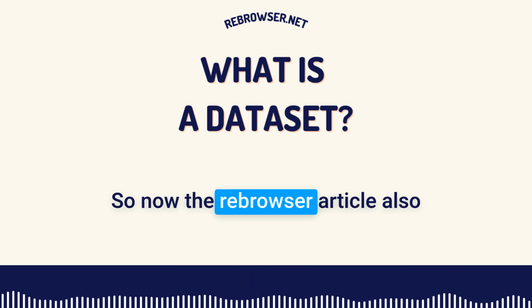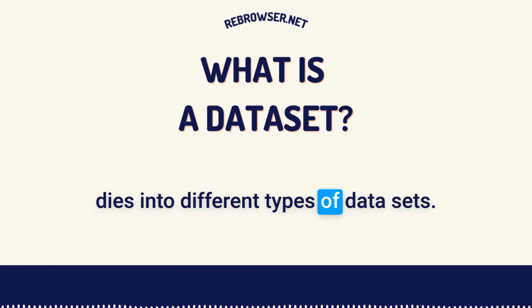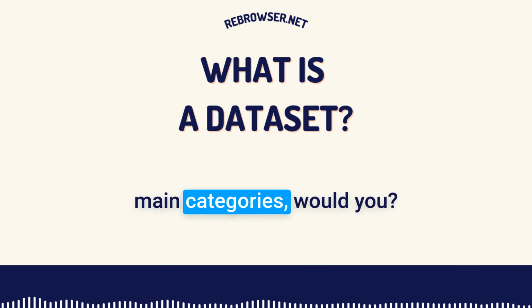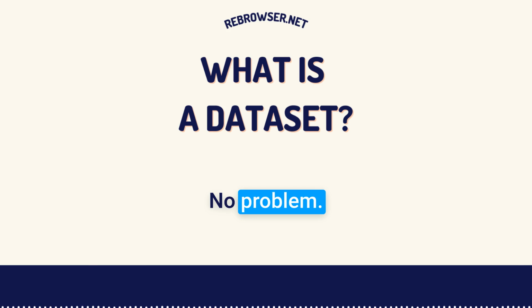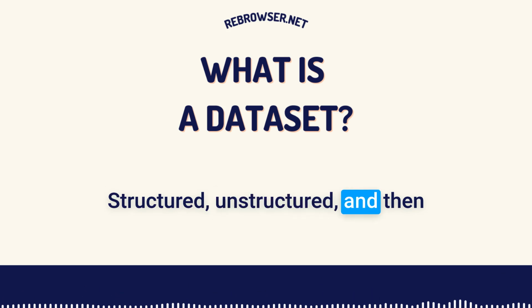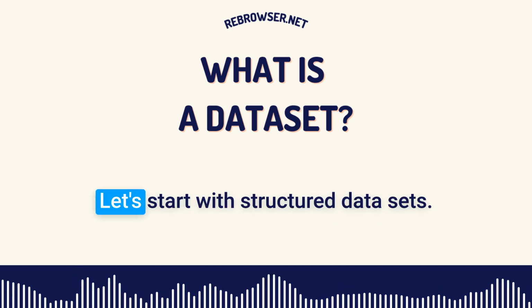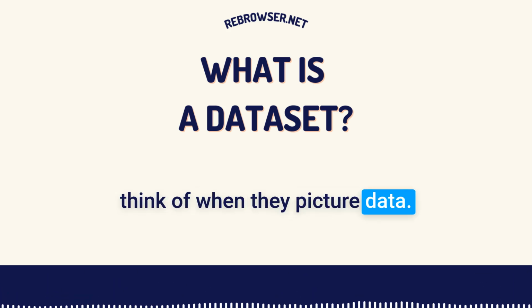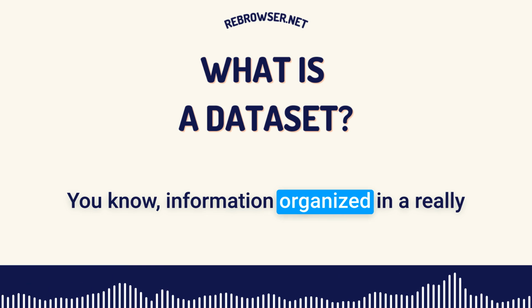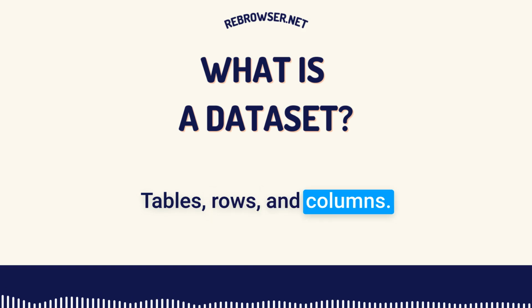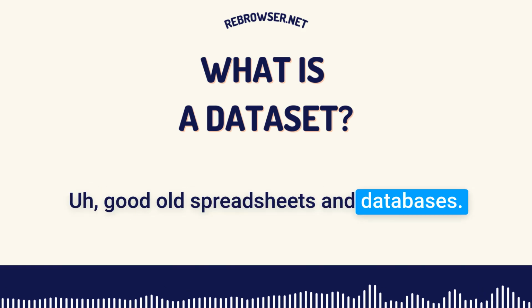Okay, so now the Rebrowser article also dives into different types of data sets. This is where it can get a little confusing. Help us make sense of the main categories, would you? No problem. Our source breaks them down into 3 main types: structured, unstructured, and then kind of a mix, semi-structured. Let's start with structured data sets. It's probably what most people think of when they picture data. Information organized in a really predictable way, usually in those nice, neat tables, rows, and columns. Good old spreadsheets and databases.